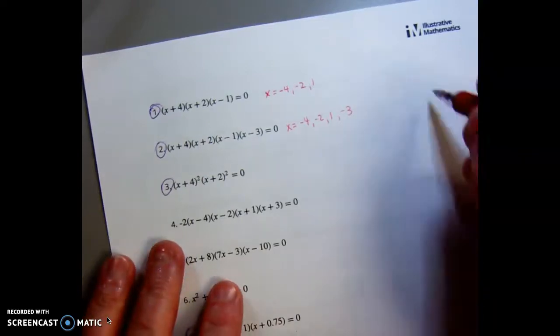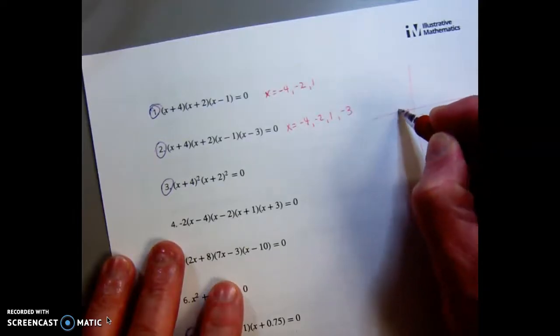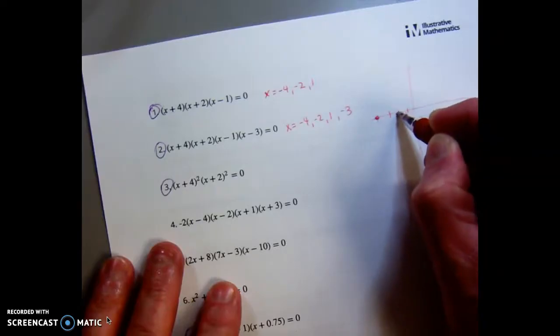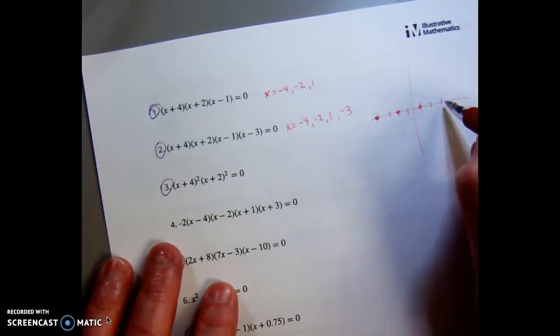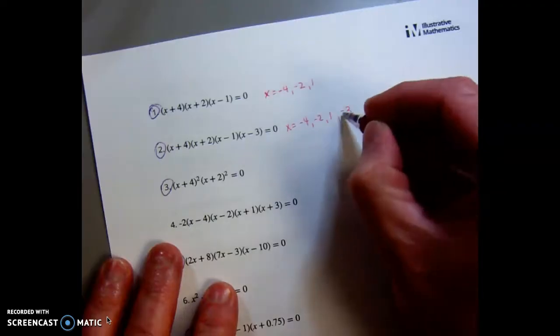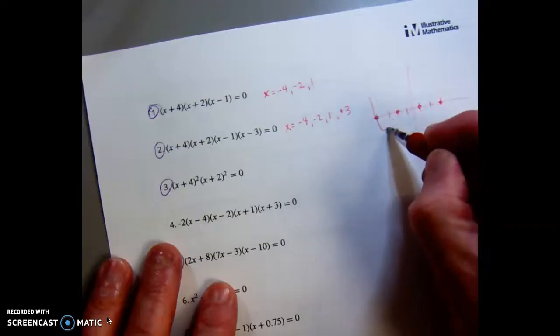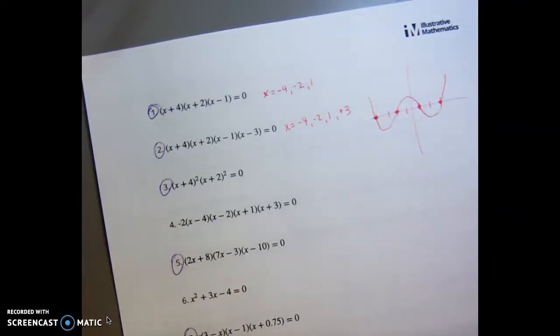Okay, so that means if I graph this equation, I'm going to expect it to hit at negative 4, negative 2, positive 1. Oh, that should have been positive 3. Caught me in a mistake. So it's going to look something like that. Okay? And we'll get to more of that later.